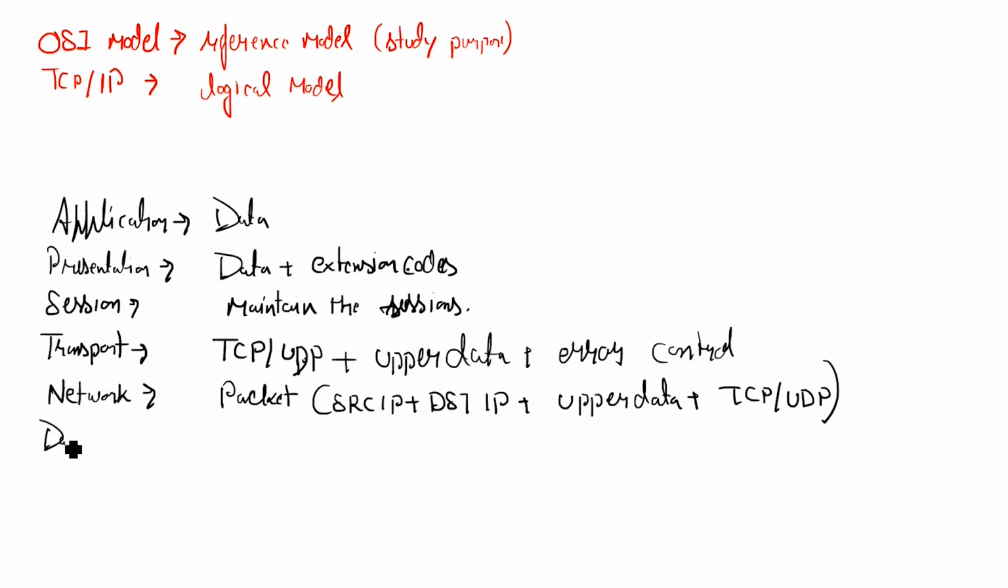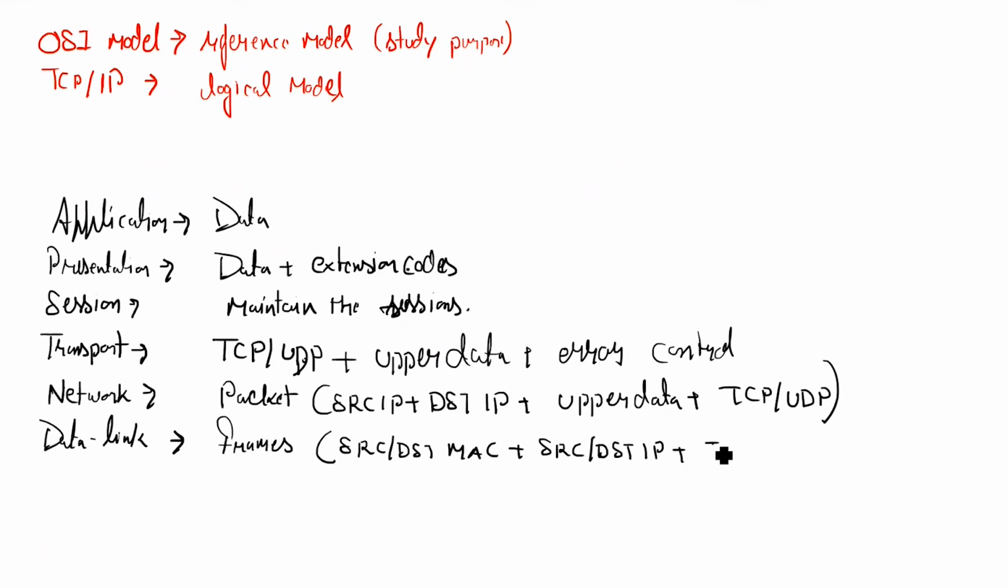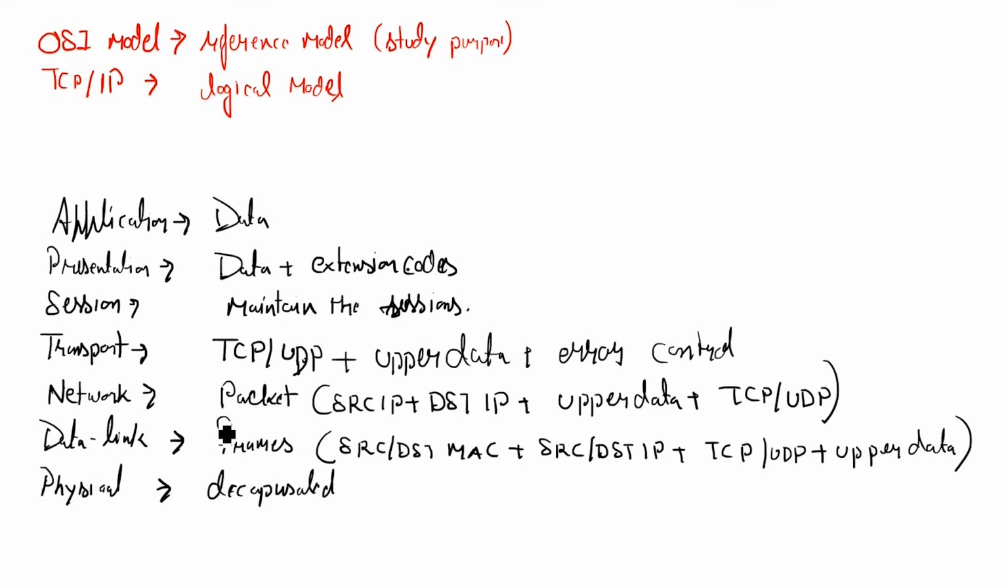Now we have the data link layer. In the data link layer, we have frames. When it comes to frames, we have source and destination MAC plus source IP plus destination IP plus the TCP UDP protocol plus upper data, which is coming from the above layers. Lastly we have the physical layer, where the entire data is decapsulated and reaches the machine. So this is the entire process of the OSI model, and this is how the TCP/IP model is also going to work, on the same model.